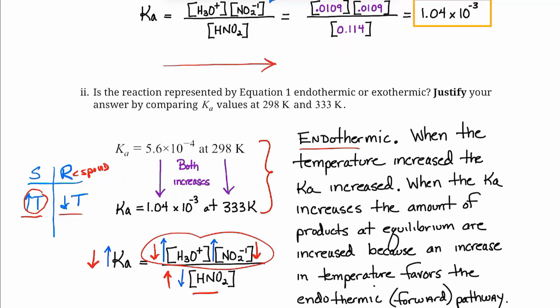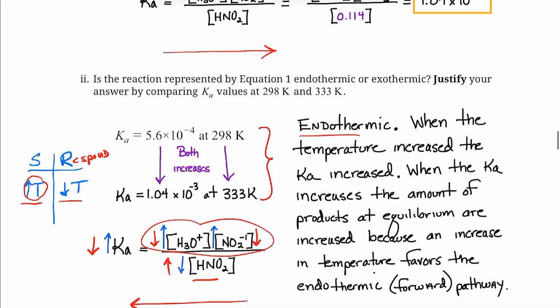So this is important. In any case, my answer was endothermic, and I justified it by saying that when the temperature increased, the Ka increased. When the Ka increases, the amount of products at equilibrium is increased because an increase in temperature favors the endothermic pathway. So that to me is the best answer. Could you get a little Le Chatelier's principle in here? Sure. Increasing the temperature is a stress added to a reaction at equilibrium, and therefore that stress is relieved by absorbing that energy endothermically in the forward direction. All of that would work as well.